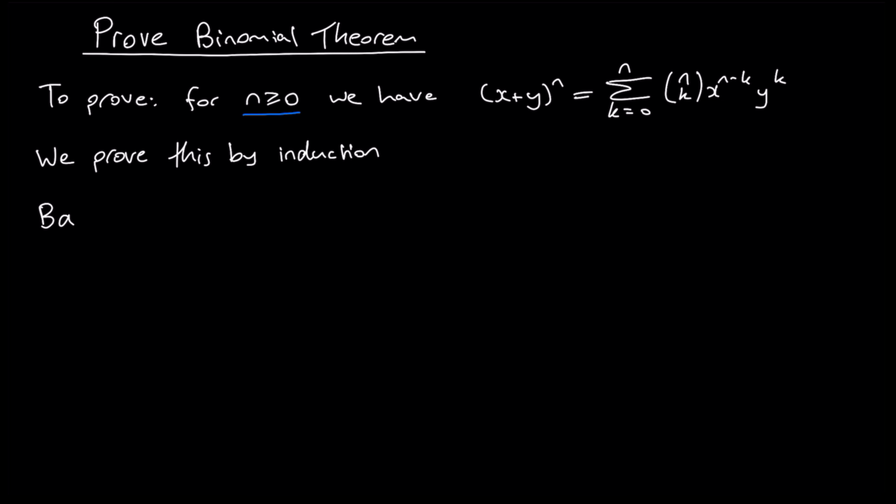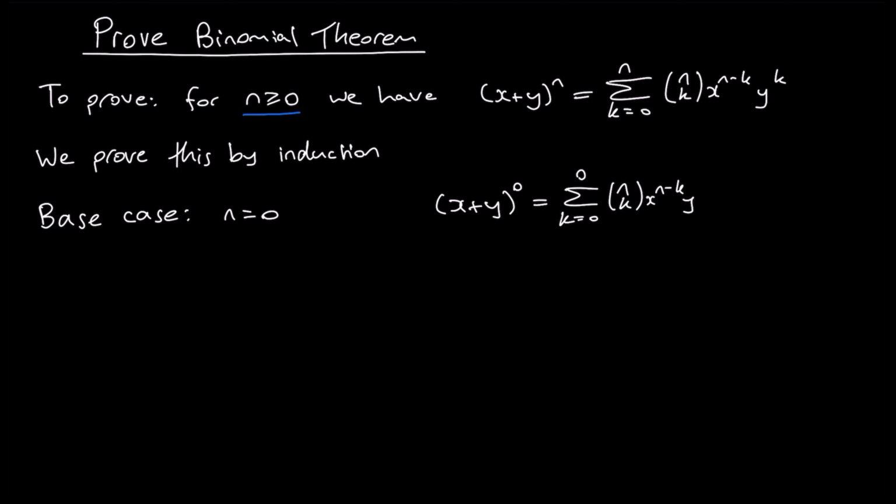So we have our base case. Technically here the base case is n equals 0, which is a very, very simple base case. And that is indeed equal to this, because if I write out this sigma notation using n equals 0, I only get one term. I get 0 choose 0, x to the 0, y to the 0, which is just 1, which is true.